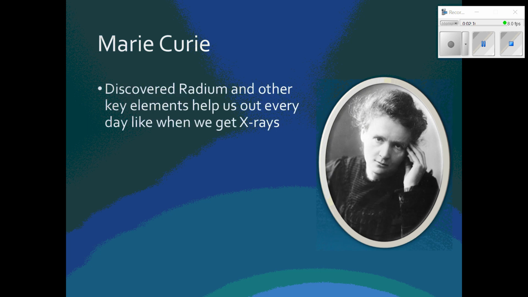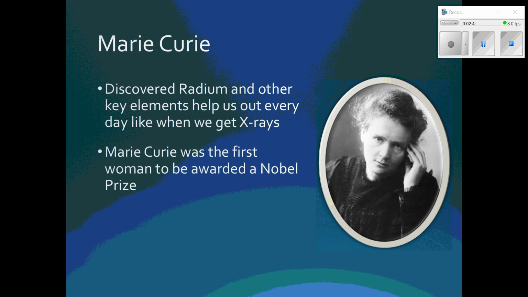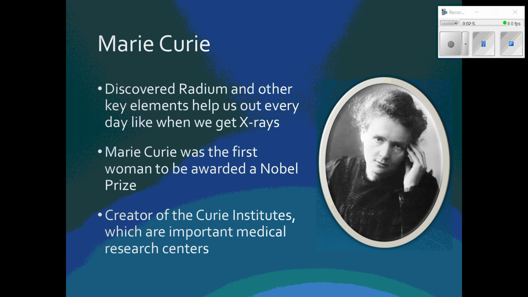The next scientist we're going to look at is Marie Curie. That's her right there. She discovered something called radium and other key elements that help us out every day when we use X-rays. Remember when we looked at the periodic table of elements? She discovered something on the periodic table that's called radium, and we use radium when we use X-rays. She's also famous for being the first woman to be awarded the Nobel Prize, and the creator of the Curie Institutes, which are important medical research centers.